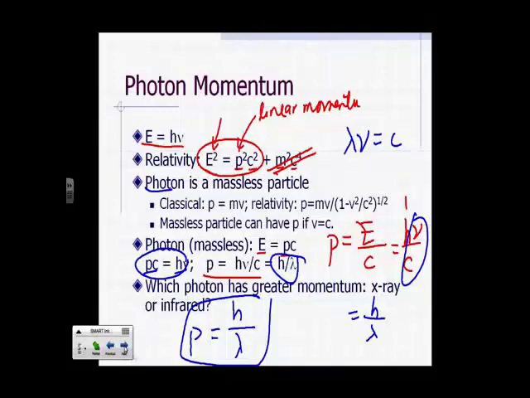So which photon has greater momentum, an X-ray or an infrared photon? X-ray has more momentum. Why?